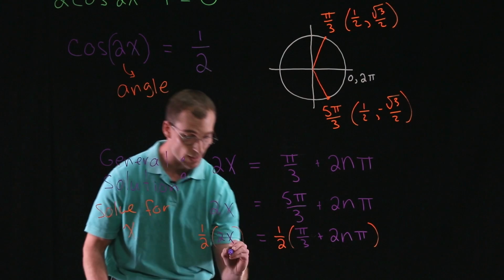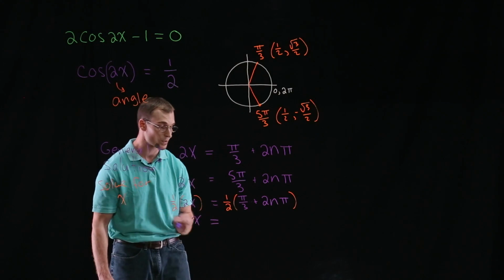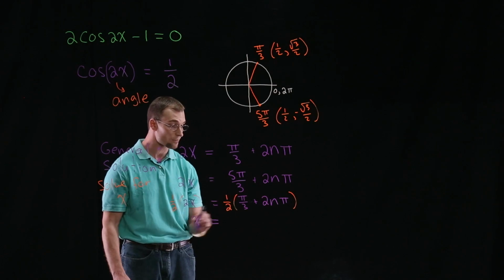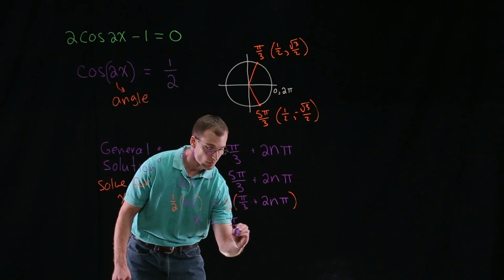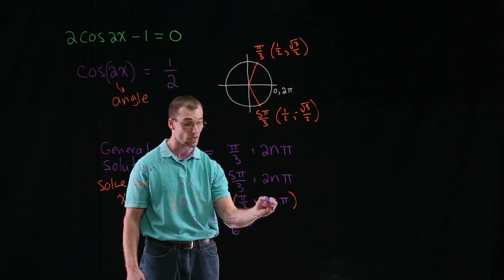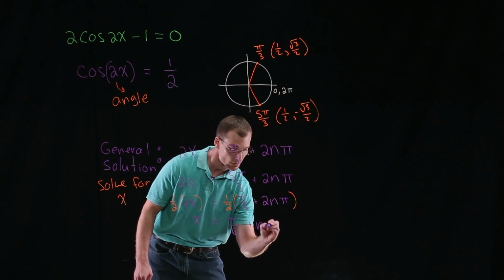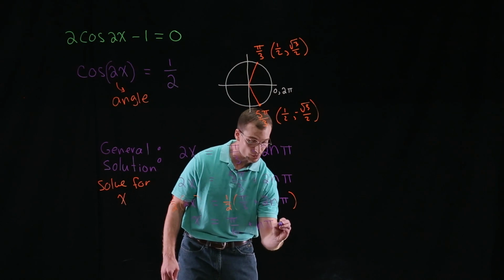Noticing our 2's will cancel, giving us the solution x is equal to, multiplying through with our half, 1/2 times pi over 3 gives us pi over 6 plus 1/2 times 2n pi. The 2's will cancel, leaving us just with n pi. So there's one of our solutions.